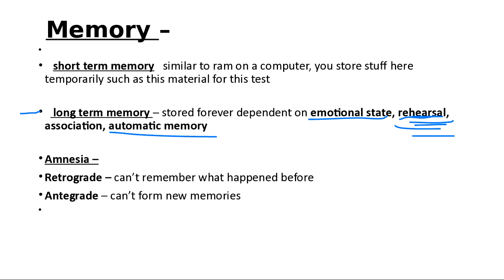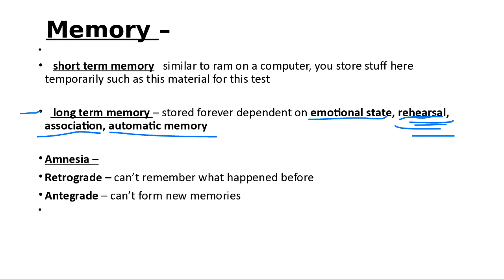And then association. You can take a list of words and make up a silly poem, and the poem is easy to remember. And then if you write the little poem out, you could take the first letter of each of those words in the poem and remember things better. The little mnemonic devices.